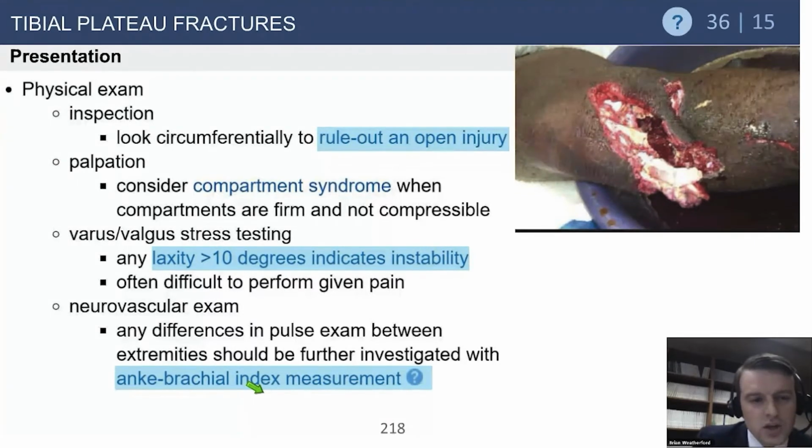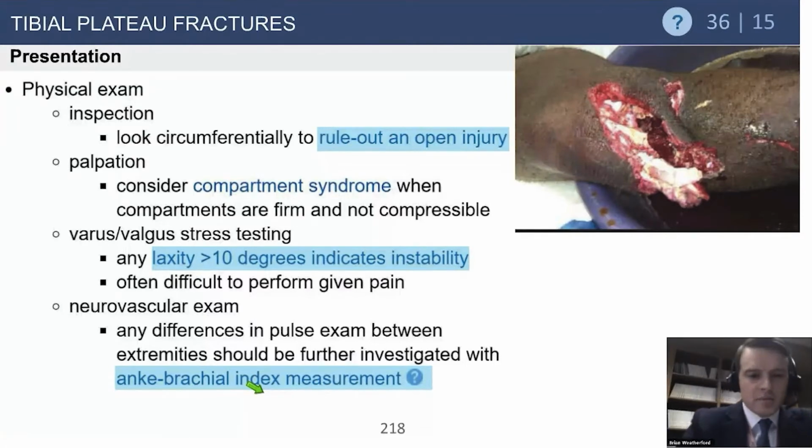Okay, so these can be high-energy injuries in young patients or low-energy falls or injuries in the elderly patient. Physical examination. So this one's pretty obvious here. Look circumferentially to rule out an occult open injury. Sometimes it's obvious, sometimes it's not. You're the one who needs to pick up the subtle injury.